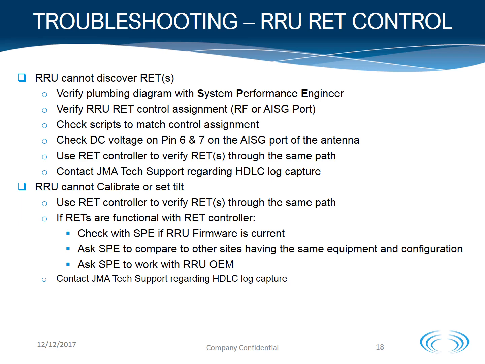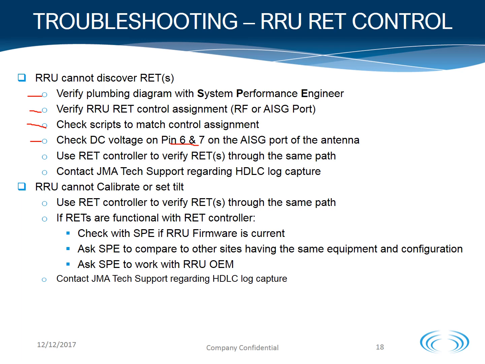Troubleshooting, RRU-RET control. Once the RETs are integrated to the RRU for controlling, if the RRU cannot discover the RETs, first verify the plumbing diagram with the system performance engineer. Verify how the RRU is supposed to control the RETs, based on the assignment, either through the RF port or the AISG port, and make sure that the scripts match that control assignment. You can also verify if the RRU is outputting DC to the RET bus. Check pin 6 and 7 on the AISG port of the antenna.